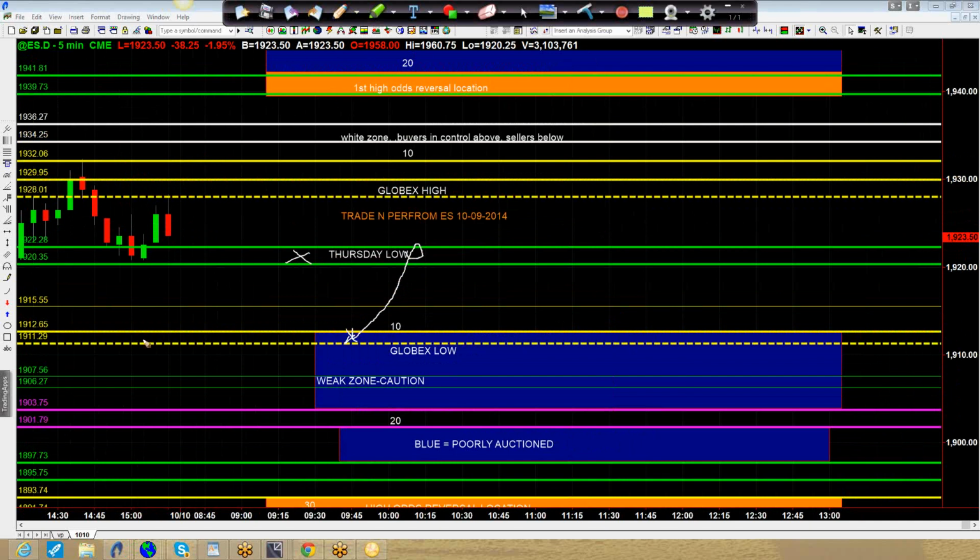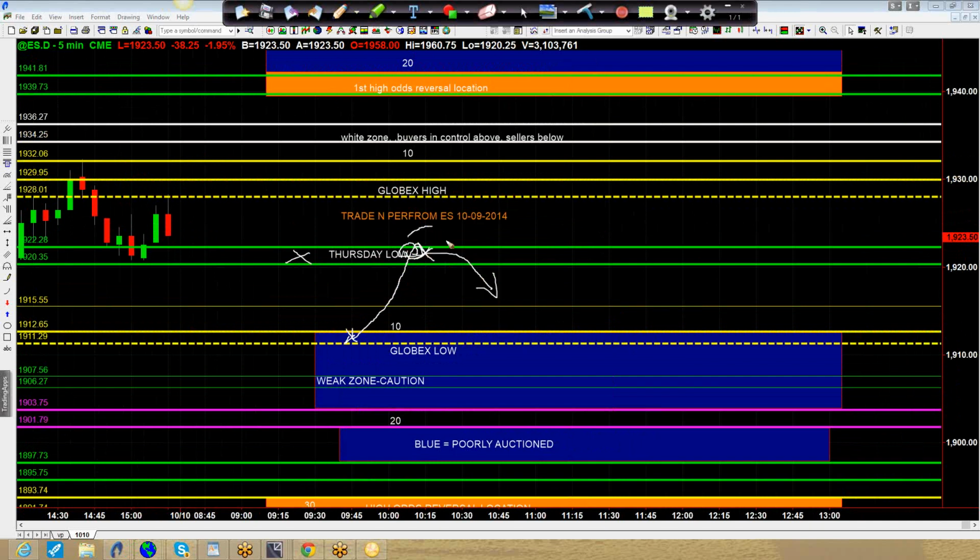Okay, a rotation from Globex low up into the back of Thursday's low, this 1922, gives a 10-point rotation. If I can see the price action slow down, or I can see tick divergence in here, I'll actually attempt to take a short here with a 2-point stop behind and push lower.